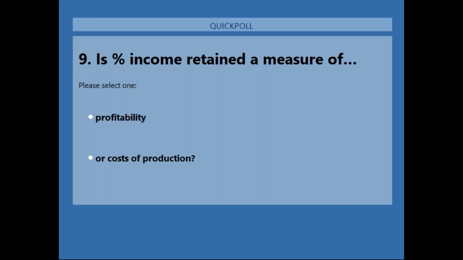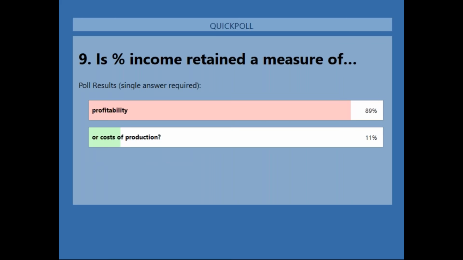It would be nice if we got 100% for the last one, wouldn't it? It would be good, wouldn't it? Pressure. And if you're listening carefully, I did say this percentage of income retained, a measure of profitability. And, nearly.